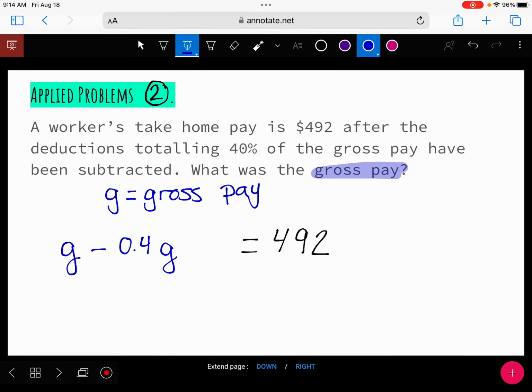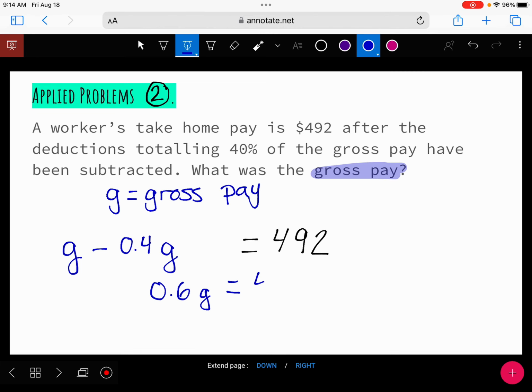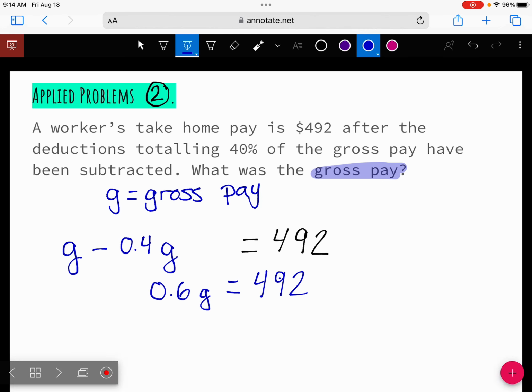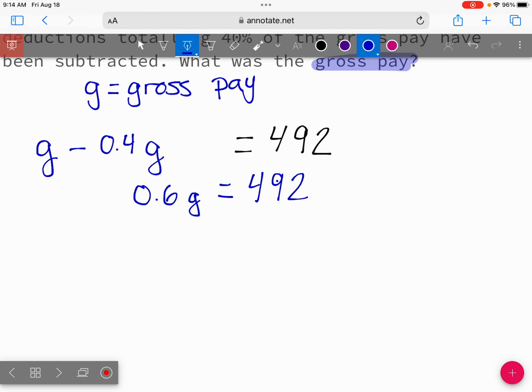So let's simplify the left-hand side. I have 1G minus 0.4G. How many G's we got? 0.6. If I have one gorgonzola pizza, I take away 0.4 of a gorgonzola pizza. So just looking for something with a G. 0.6 gorgonzola pizzas equals 492. Now we're into the part where we go, ew, why do I have to do this without a calculator? Can we write 0.6 as a fraction?